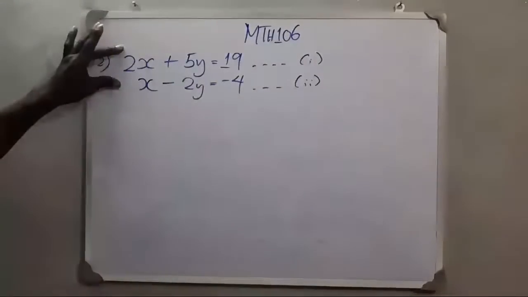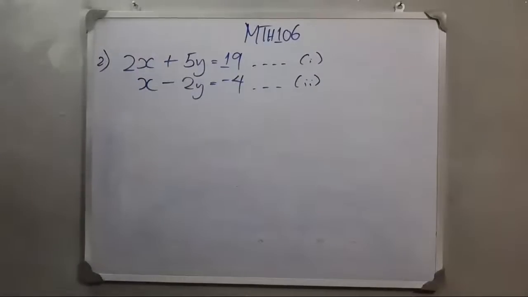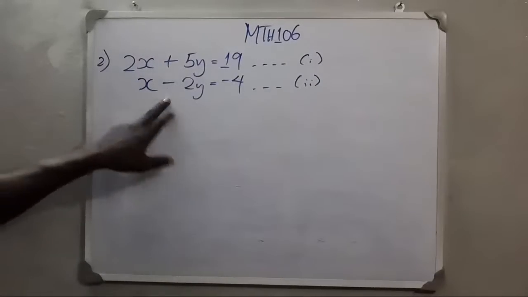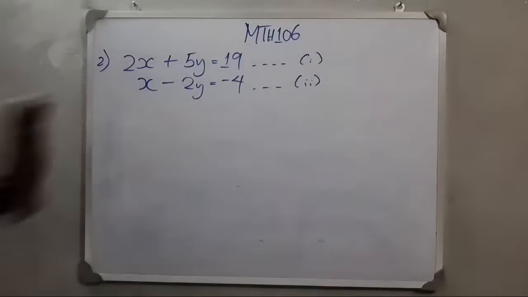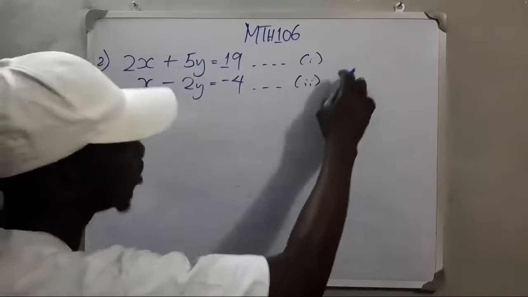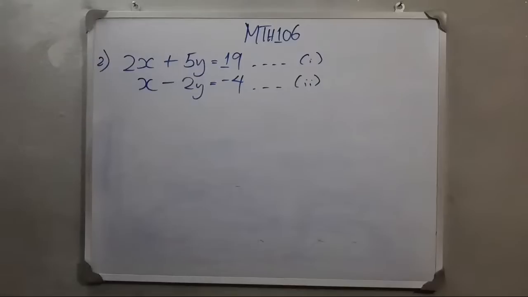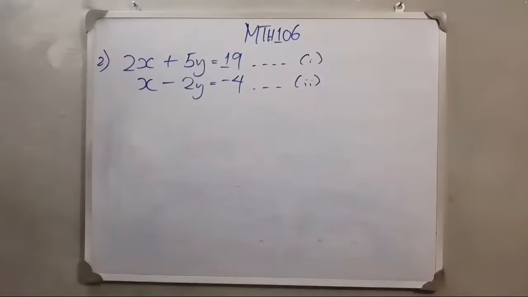It says here 2x plus 5y equals 19, and we have x minus 2y equals minus 4. Here is quite straightforward. What we just need to do here is what? Can anybody tell us what we need to do here to eliminate the coefficient? And if we are to eliminate, what do we think we are to eliminate? Is anybody who can help us with that?